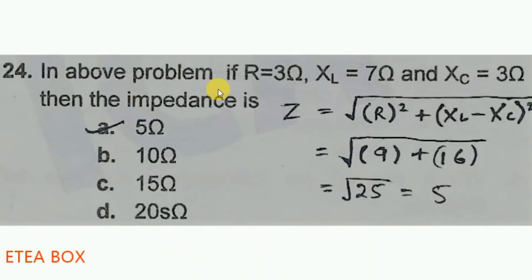In the above problem, if R is equal to 3 ohm, XL is equal to 7 ohm, and XC is equal to 3 ohm, then the impedance is, now the impedance is equal to √(R² + (XL − XC)²). R is equal to 3, so 3 3s are 9. XL minus XC, 7 minus 3 gives 4, and 4 4s are 16. So 9 plus 16 gives 25, and the square root of 25 is equal to 5 ohm. The impedance will be 5 ohm. Option A is the correct one.